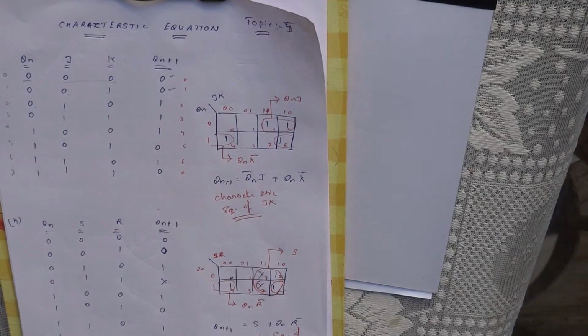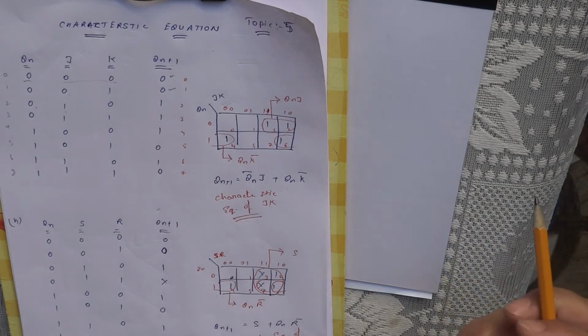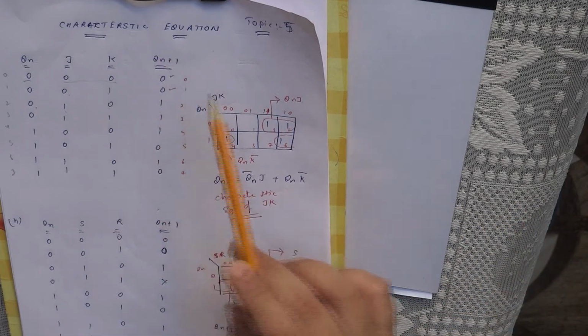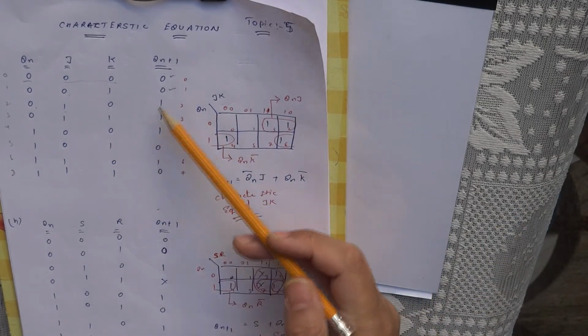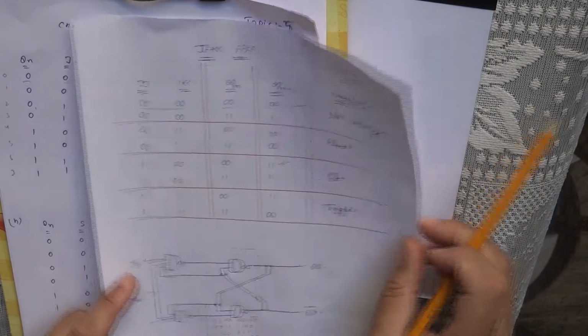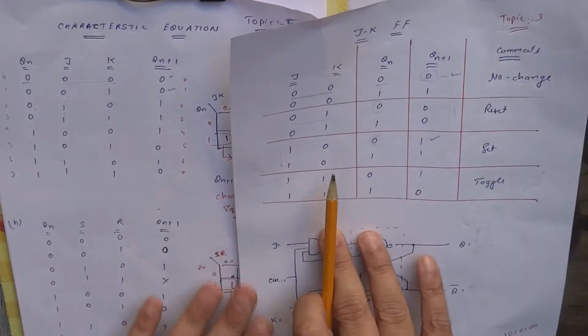Now the next topic is deriving the characteristic equation of a flip-flop, which defines the next state of the flip-flop in terms of the present state and the present excitation. And in order to derive the characteristic equation, we need a truth table, which is basically derived from the basic truth table of a JK flip-flop. And what is the difference between these two tables?